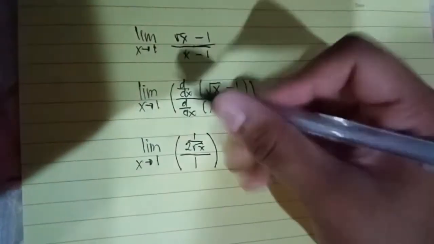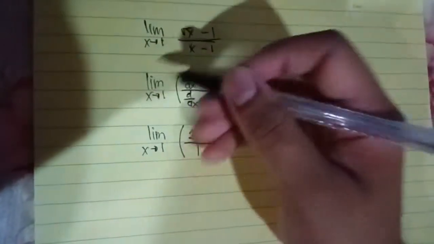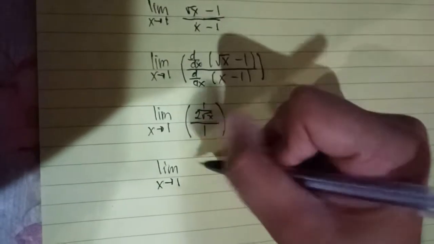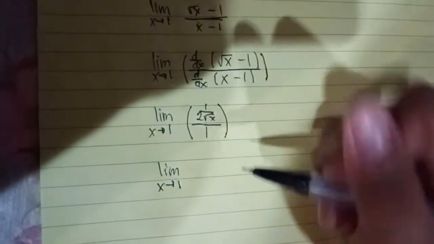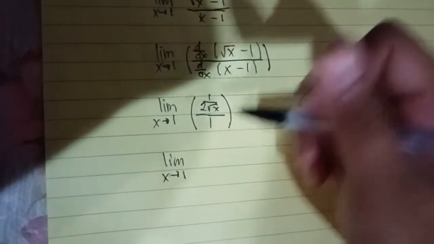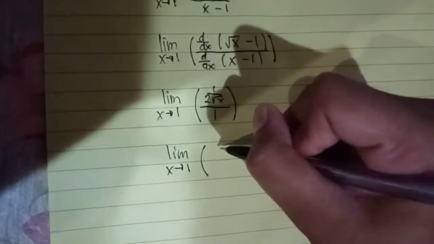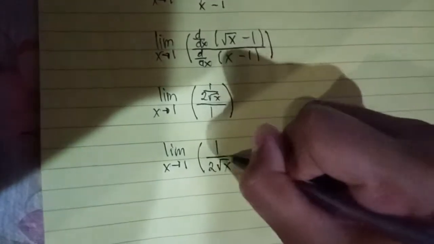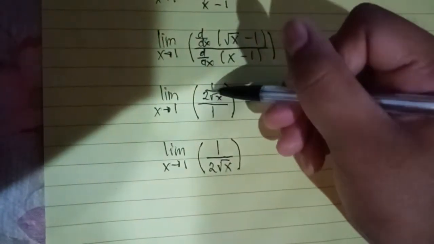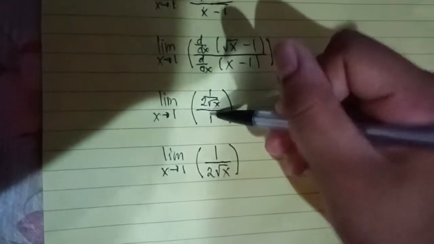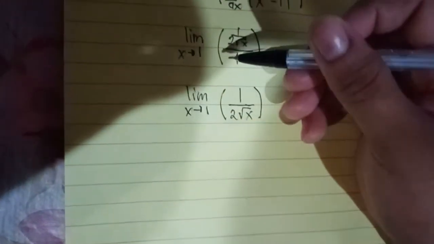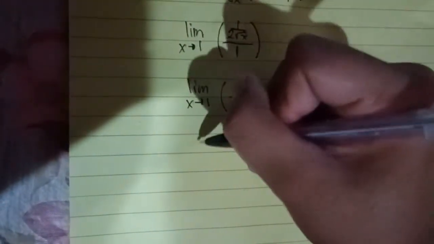So next, we are going to divide this by 1. So limit as x approaches 1. Remember that an expression divided by 1 remains the same. So the result will become 1 over 2 square root of x. Because we are going to divide this, as I said, any expression divided by 1 will remain the same.